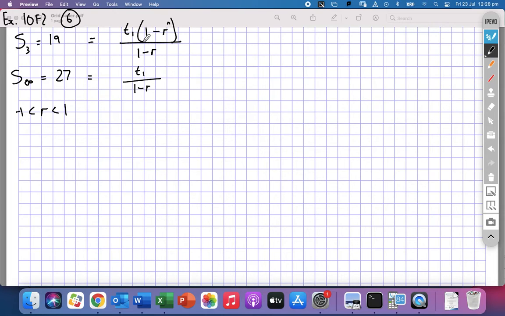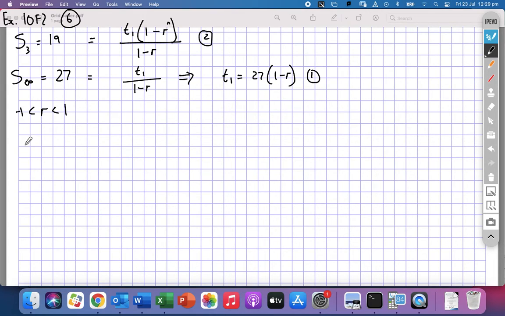Okay. So, do we know any information? We don't know T1 and we don't know R. We just know the answers. I'd be starting with this formula because it's simpler. So from here, it follows that T1 equals 27 times 1 minus R. I'll call that equation 1. We'll call this equation 2.